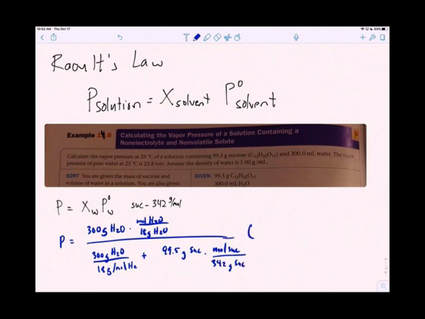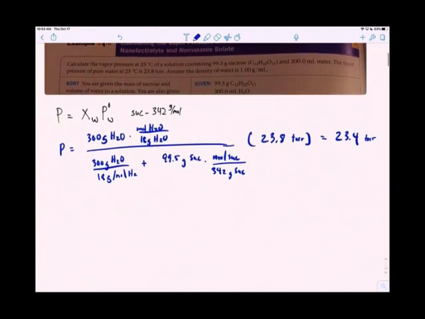And then this is all times 23.8 torr. And you throw that in your calculator and you get 23.4 torr. So not that much of a change, but the vapor pressure does go down a little bit, by about 0.4 torr. But that's Raoult's law.